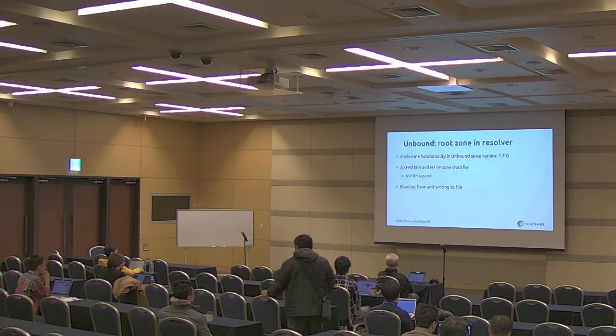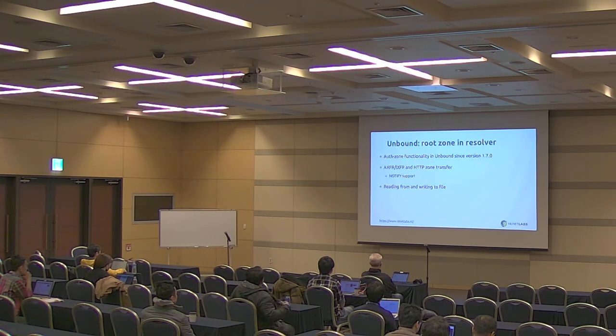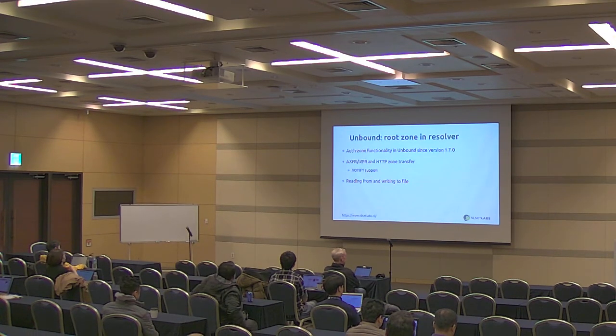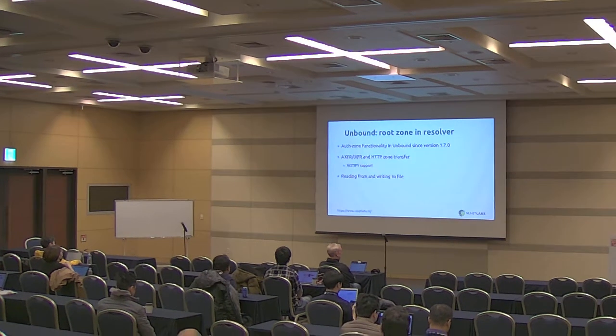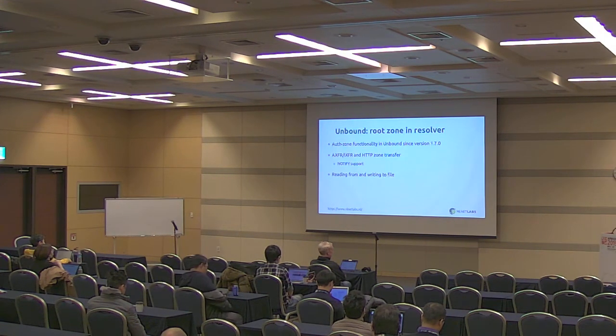This is functionality we introduced in Unbound in version 1.7.0, and this basically makes it possible to have authoritative zones loaded into Unbound. So you become an authoritative name server, and then either for queries coming from the client, you can answer those authoritatively, or based on your configuration, you can use this information for the queries you send upstream.